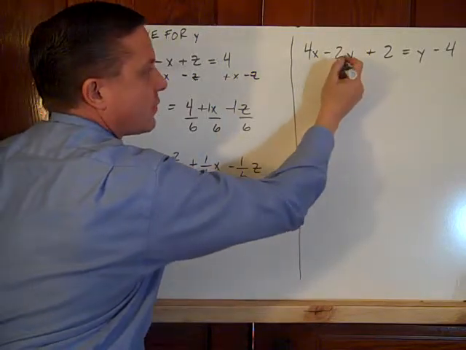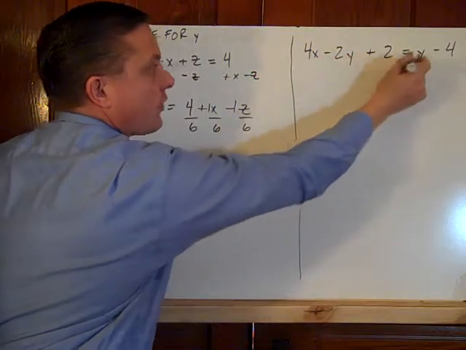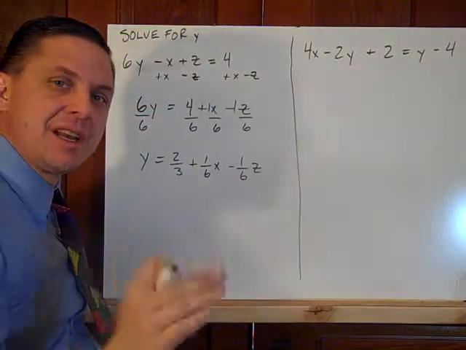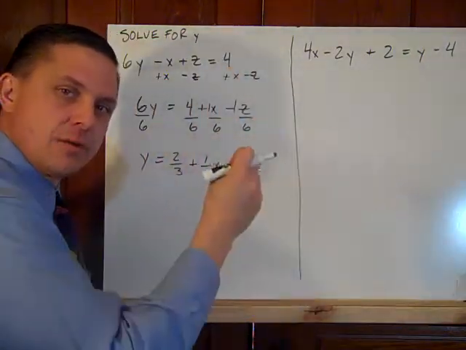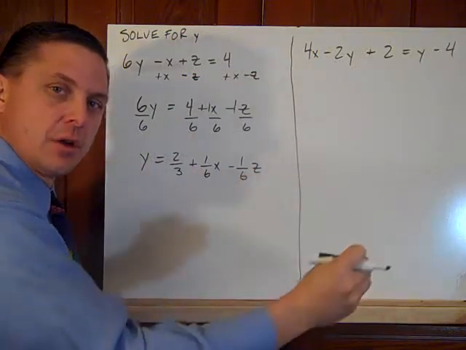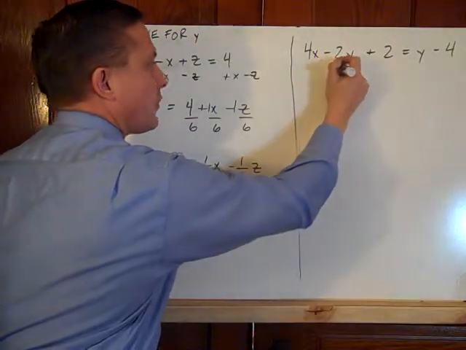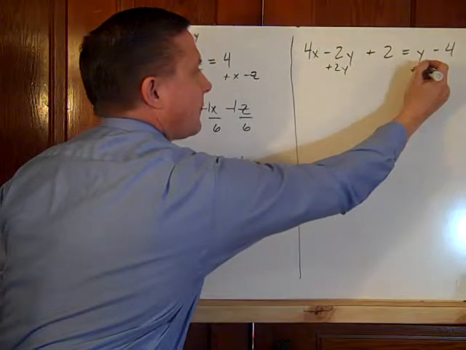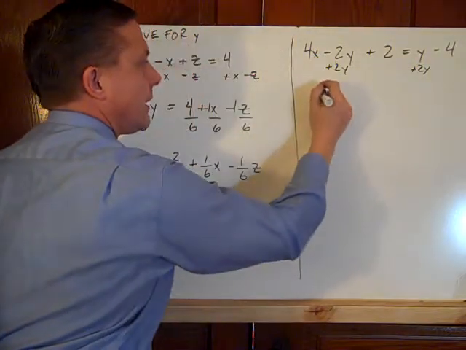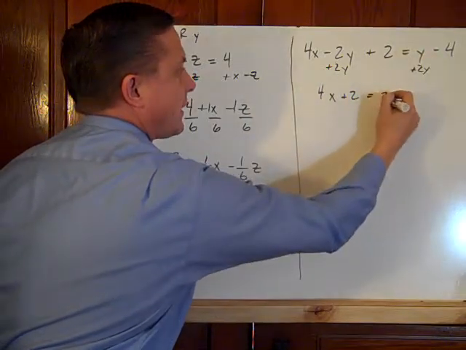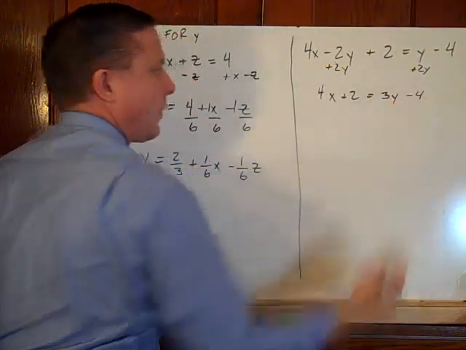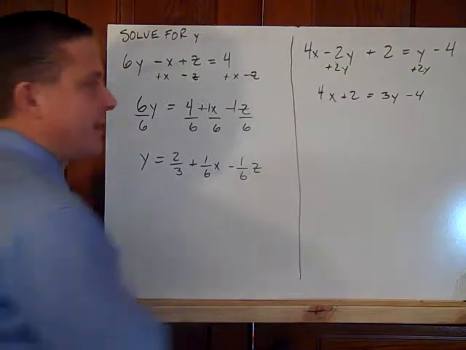You have to catch there's a y on both sides. Before we do anything else, we have to get the y's together. So I either have to move the y on the right side to the left, or the negative 2y on the left to the right. I always personally move the negative value. If I do that, I'm going to get 4x plus 2, not like terms. y plus 2y is 3y.